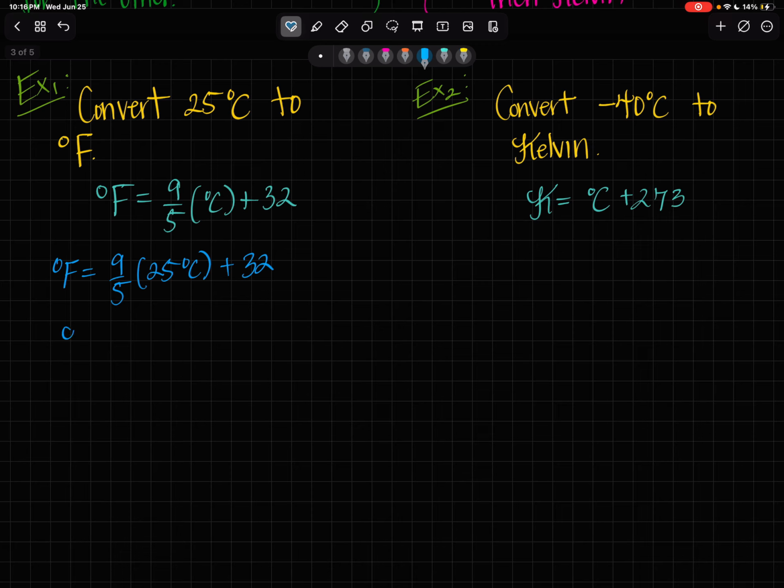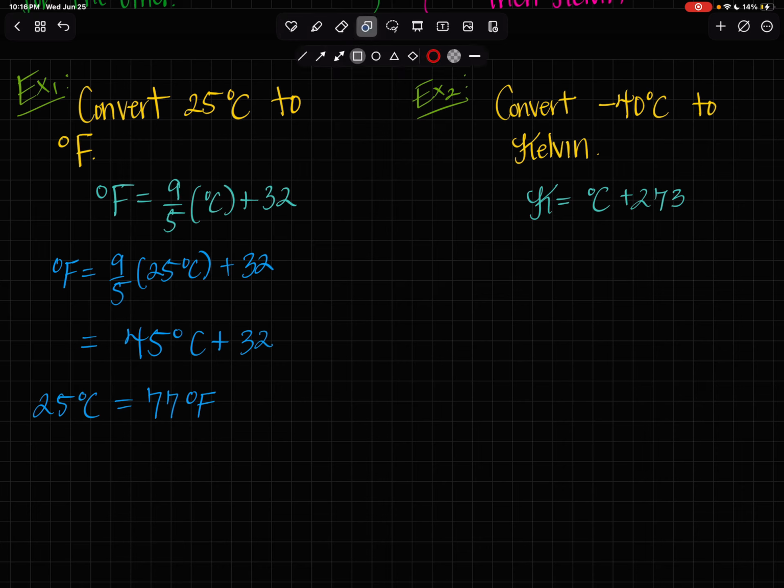What this comes out to is 45 plus 32. And once you add this 32, you're finally converting it to Fahrenheit. So you get 77 degrees Fahrenheit. So 25 degrees Celsius equals 77 degrees Fahrenheit.